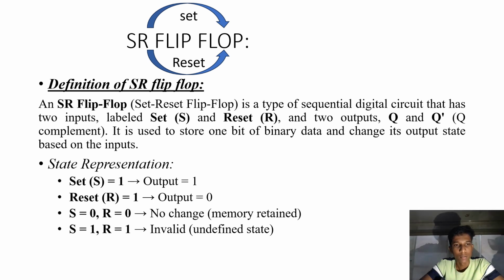Then we can go to the state representation, where if S is equal to 1 the output will be 1, or else if R is equal to 1 the output will be 0. If S is equal to 0 and R is equal to 0, there is no change, meaning we take the previous state. If S is equal to 1 and R is equal to 1, it is an invalid condition, meaning an undefined state.